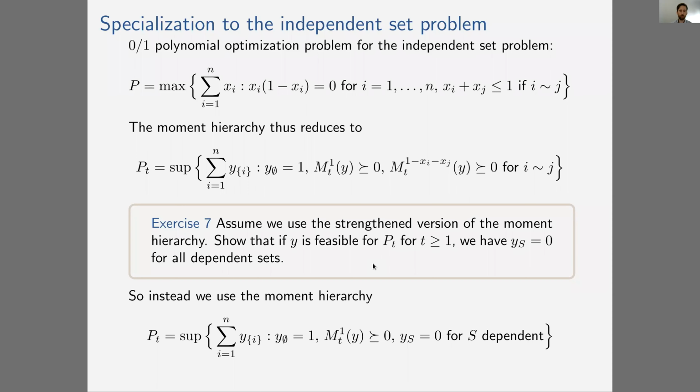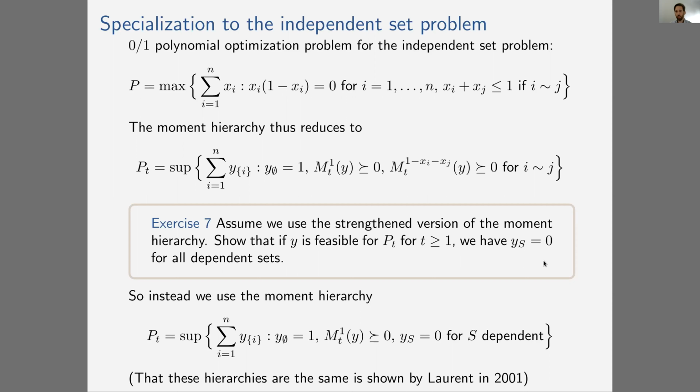And then we can define a different hierarchy where we kill all these localizing constraints and instead add these constraints. These constraints here are implied by the localizing matrices, as shown in the exercise, and this still gives upper bounds, which you can show by a direct proof: take a feasible vector x and build a y for which this still gives an upper bound. To actually show that these are the same, this was done by Monique Laurent in her paper in 2001.